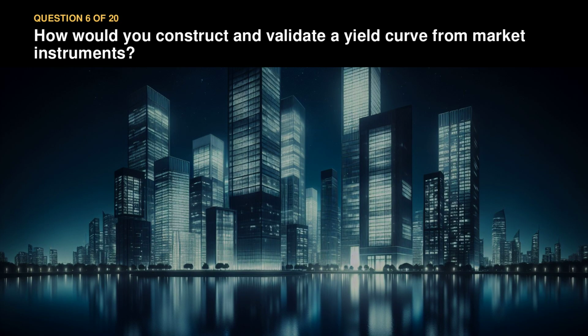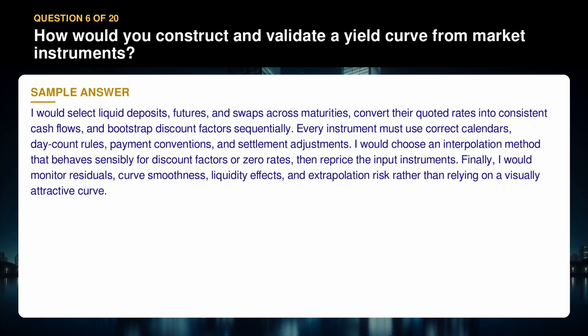Question 6. How would you construct and validate a yield curve from market instruments? I would select liquid deposits, futures, and swaps across maturities, convert their quoted rates into consistent cash flows, and bootstrap discount factors sequentially. Every instrument must use correct calendars, day count rules, payment conventions, and settlement adjustments. I would choose an interpolation method that behaves sensibly for discount factors or zero rates, then reprice the input instruments. Finally, I would monitor residuals, curve smoothness, liquidity effects, and extrapolation risk rather than relying on a visually attractive curve.